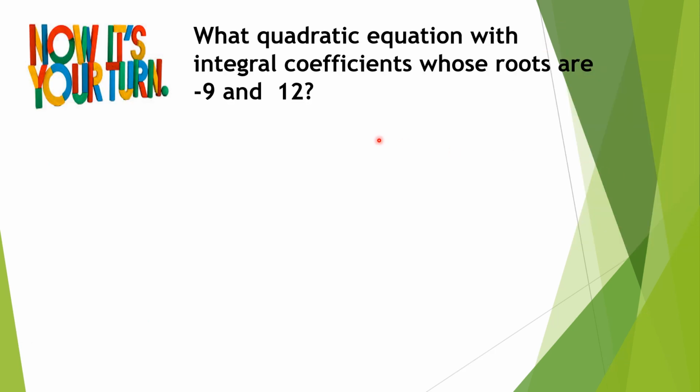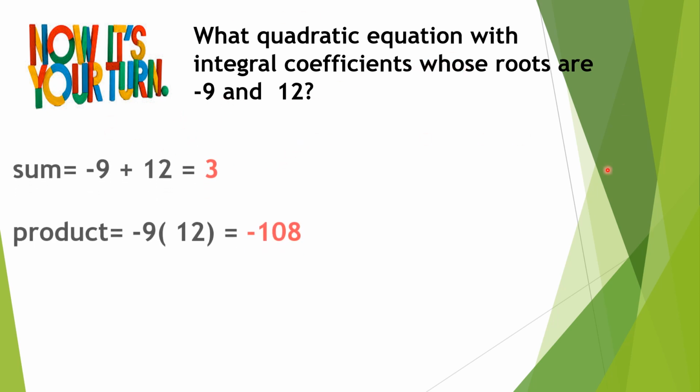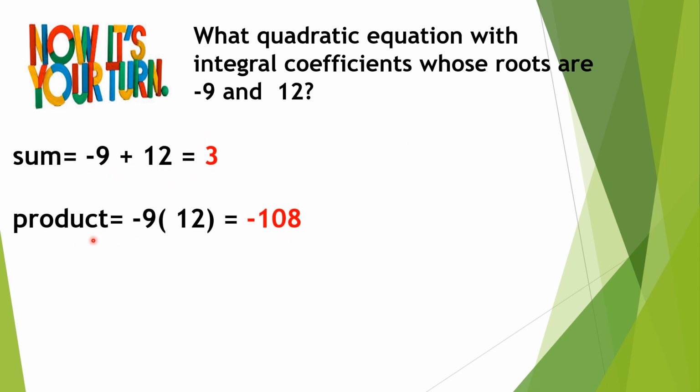Okay, it's your turn. What quadratic equation with integral coefficients has roots negative 9 and 12? I repeat, write that quadratic equation with the roots negative 9 and 12. So what will you do? For us to know that quadratic equation with these roots, all we have to do is get their sum and product. The given roots are negative 9 and 12. Their sum, negative 9 plus 12, equals 3, and the product, negative 9 times 12, is equal to negative 108.